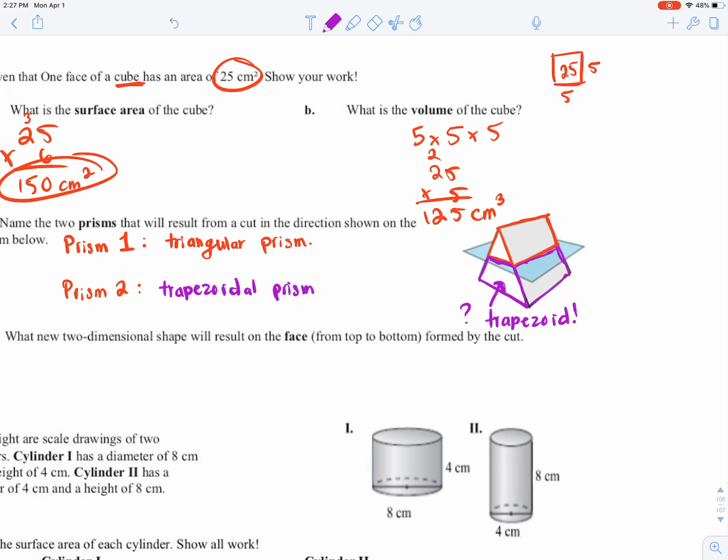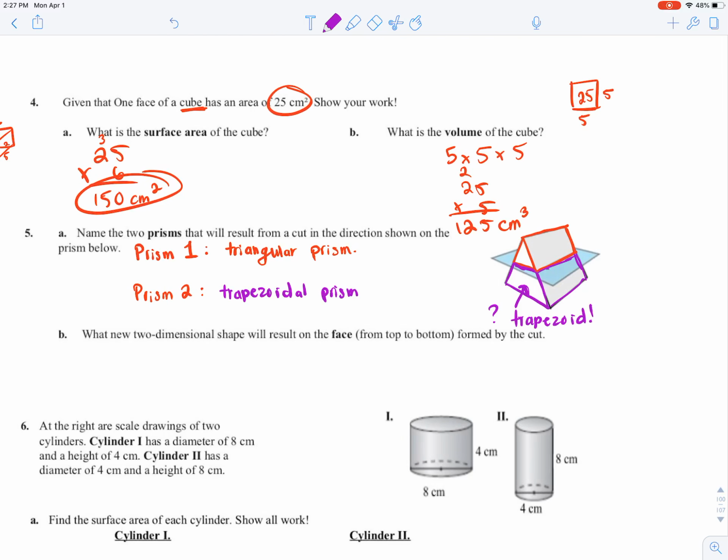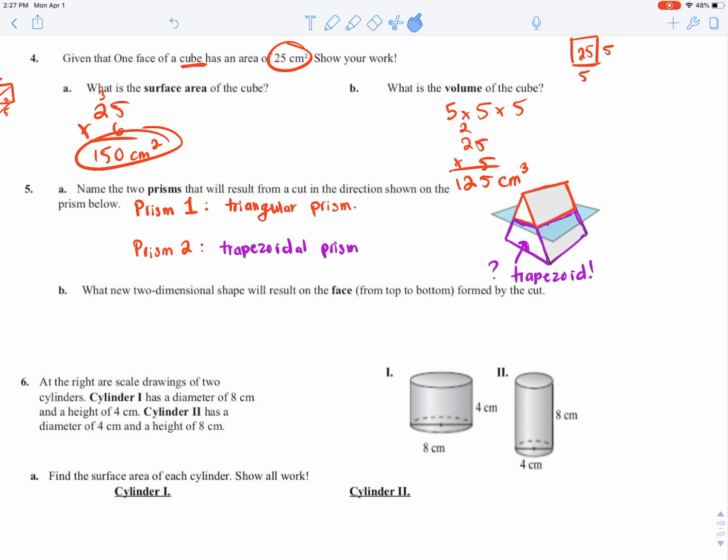So all you're doing with this type of question is you're naming the types of prisms. So what type of prism do you see? All right, on either side of the cut, okay? Okay, let's take a look. Next question, so 5B, what new 2-dimensional shape will result on the face formed by the cut? Okay, so now we're not in the land of 3D. We're talking about just a flat, normal shape. So what new 2-dimensional shape will result?